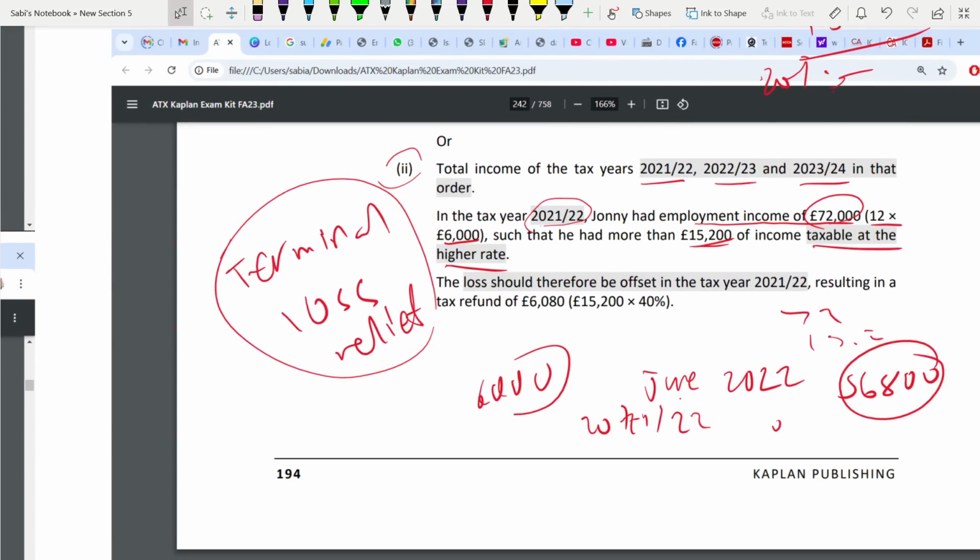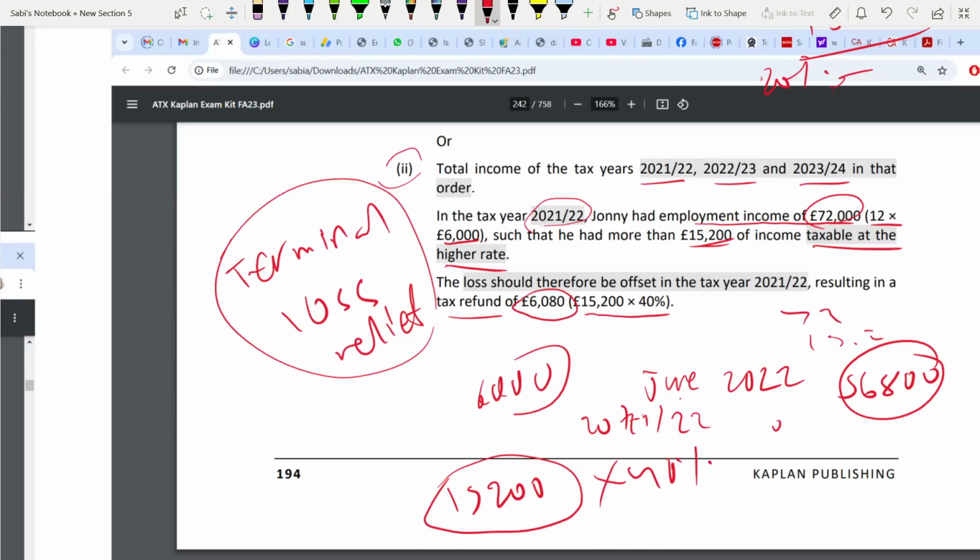But in the second scenario, because you are setting the loss of 15,200 against 72,000, you are reducing your tax at a higher rate. This would have been taxed at higher rate. That's why 15,200 into 40%. This much tax refund you will get. Because before the loss, you have paid tax on 72,000 at 40%. Correct? Now, because you are deducting 15,200, you are going to get a refund at 40% on that 15,200. So this is the tax refund, 6,080.